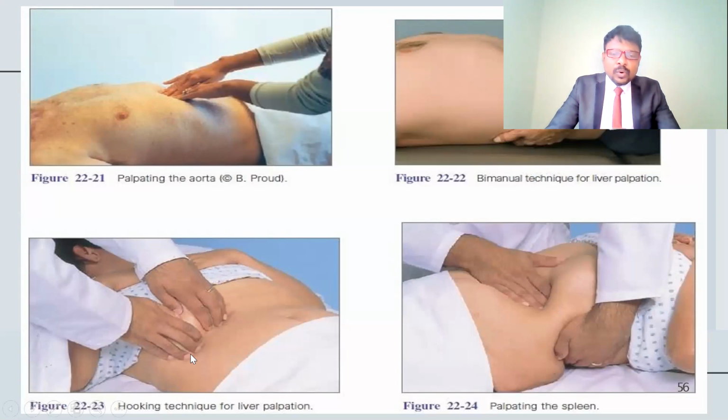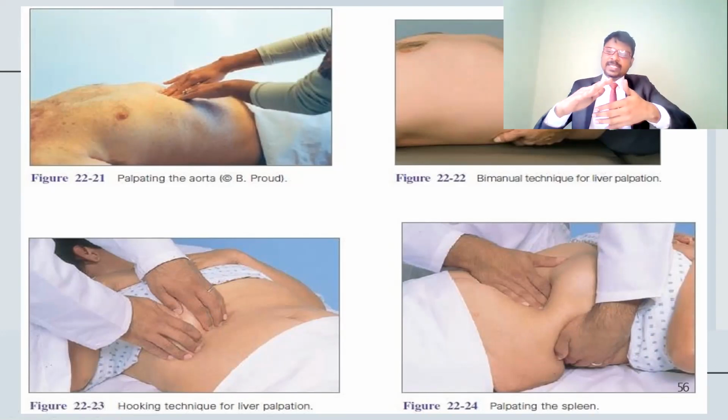And also there is a hooking technique for liver palpation. This hooking technique is going to be used in case of cirrhosis of the liver, so we are going to find any enlargement in the liver. And for this one we can also use the bimanual technique, both hands, but one hand is going to give the support. We have to fix it, we have to pull it up. Then only if you give the squeezing, we can also palpate the spleen easily. So if there is any enlargement, we are going to find out.